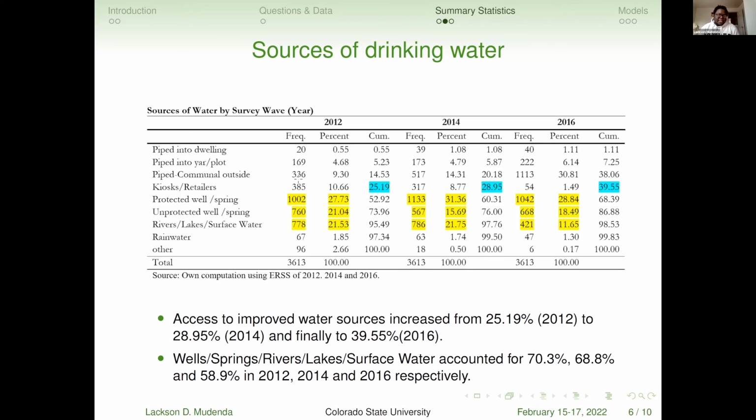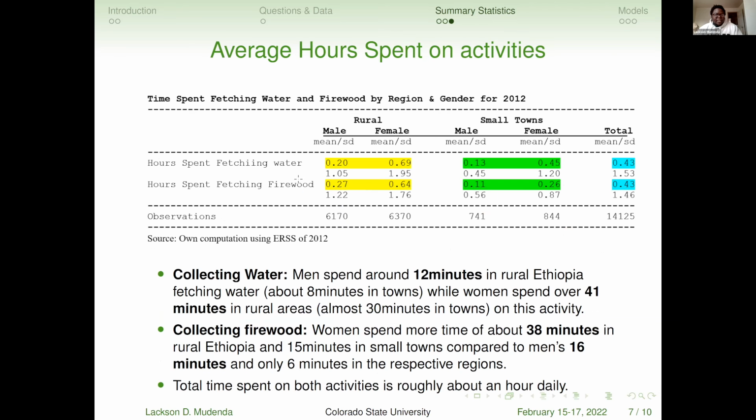With regards to sources of access to clean water, we see that the majority of the households rely on wells, springs, and rivers for their water, while a small proportion relies on piped water or water that is accessed from retailers. But we see some variation between 2012 and 2016, where piped water has improved, and we're trying to see if we're able to exploit this variation in this study. With regards to time devoted to some of these activities, we notice that men spend less time on collection of water and firewood, and the total time spent on both activities is roughly around an hour on a daily basis.